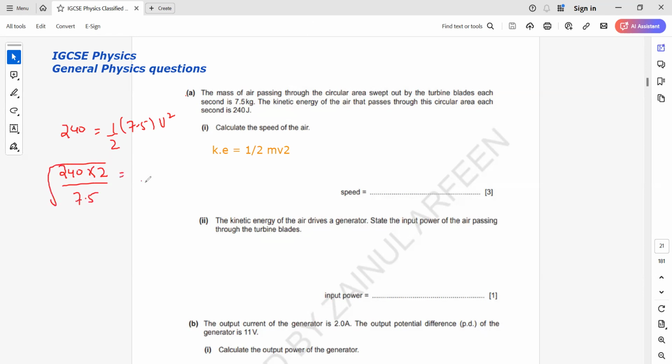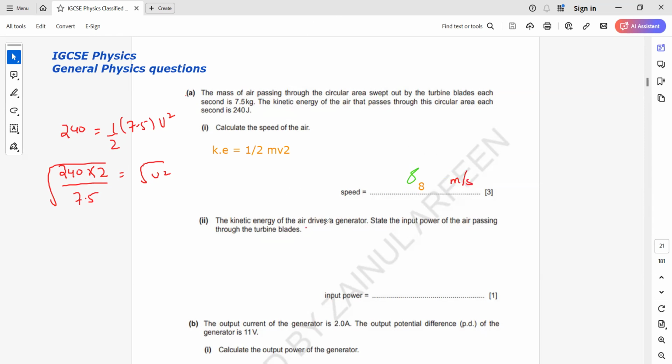And then take a root because we need v. So we take a root. So 240 times 2 divided by 7.5 in a root. So 8 meter per second. Always write the units. So 8 meter per second.